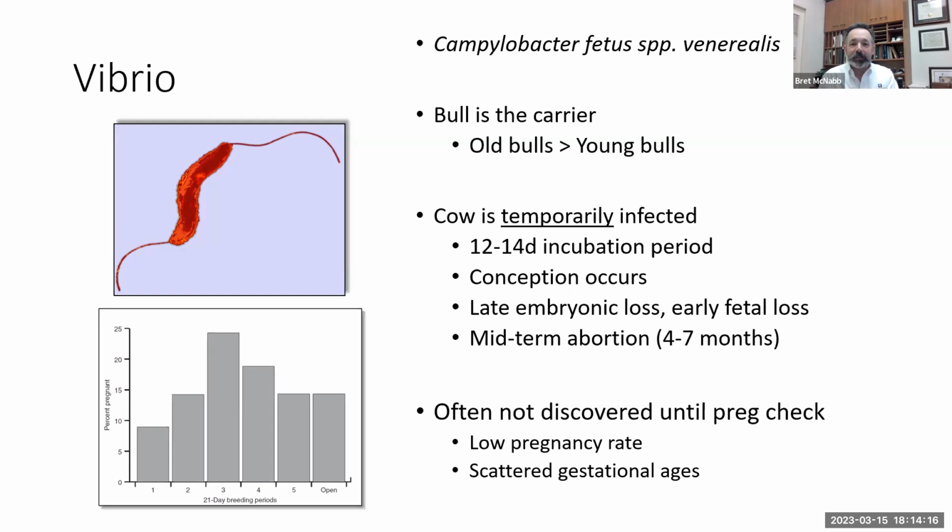And it acts in a lot of ways like trich. The bull is the carrier, so it carries this bacteria on the surface of his penis and prepuce. He breeds a cow, she's temporarily infected, but conception still occurs. So with Campylobacter and trich both, we have conception, we have an embryo, but then because of the cow's immune response to this bacteria being present in the uterus, it's that immune response that actually kills the embryo.